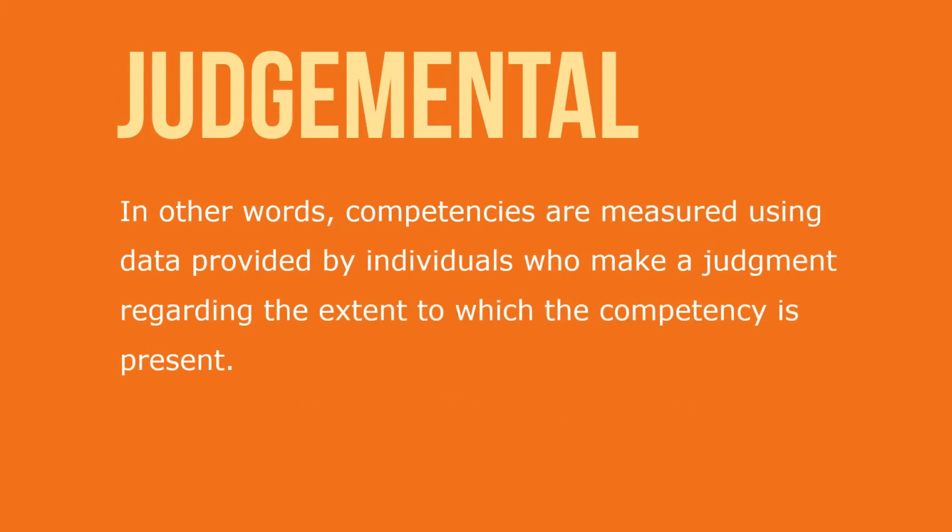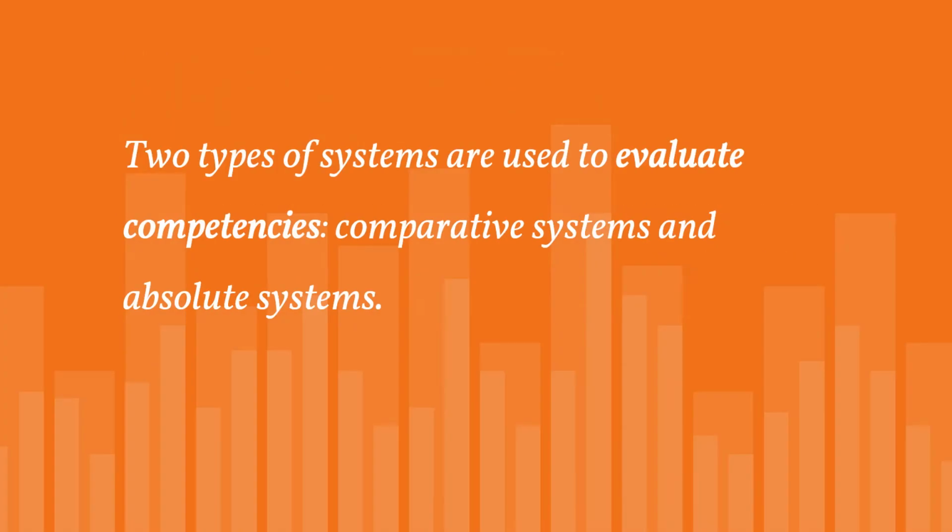In contrast to the measurement of results, the measurement of competencies is intrinsically judgmental. In other words, competencies are measured using data provided by individuals who make a judgment regarding the extent to which the competency is present. Two types of systems are used to evaluate competencies: comparative systems and absolute systems. Comparative systems base measurement on comparing employees to one another, whereas absolute systems base the measurement on comparing employees with a prescribed performance standard.